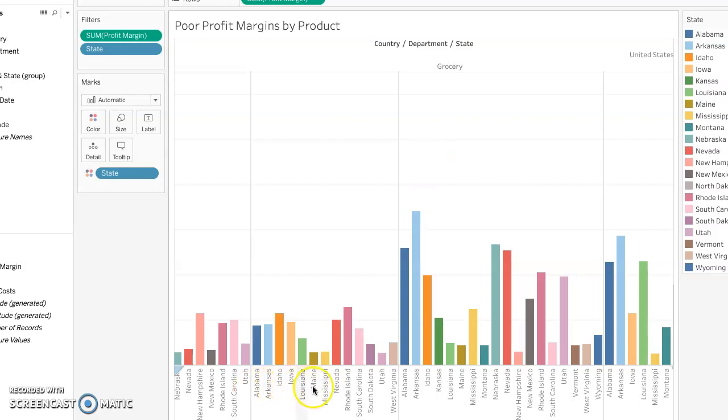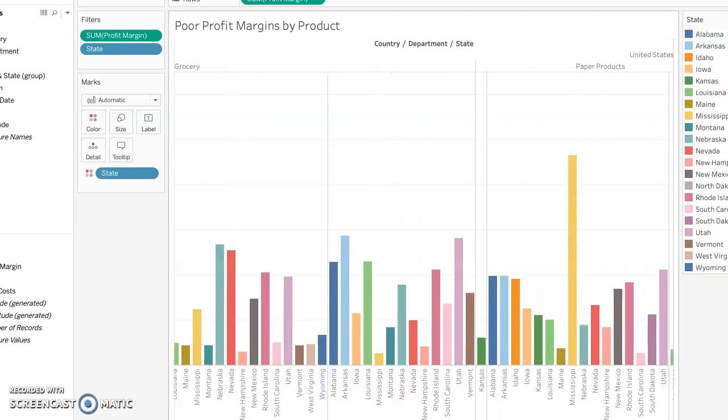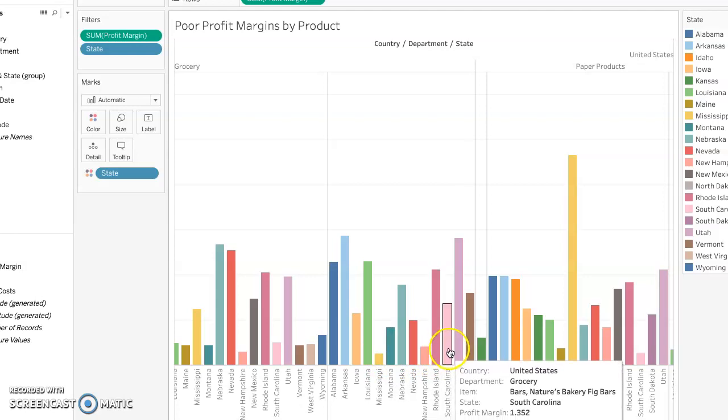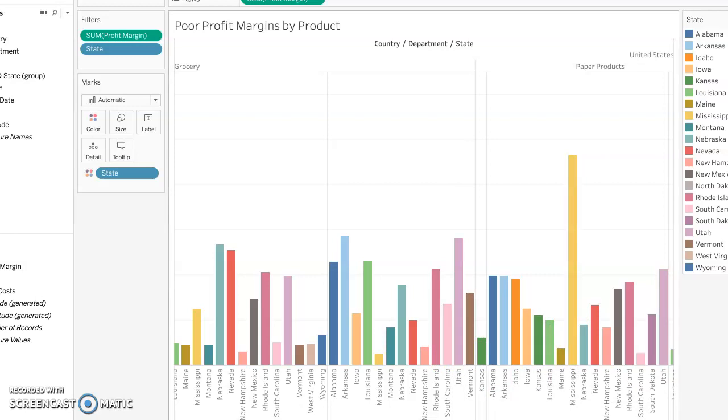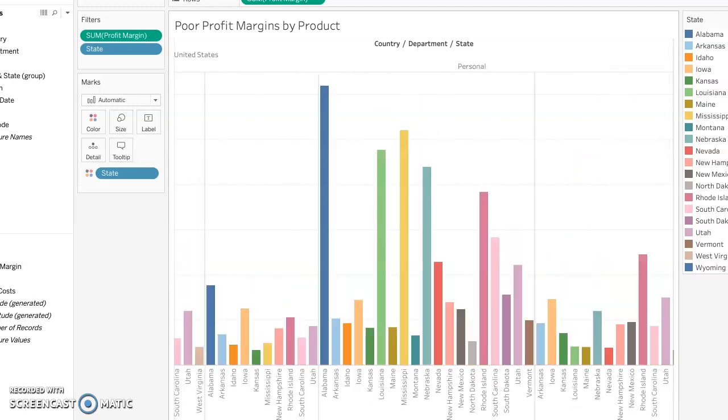So here you can see we have all of those states listed in the previous slide that were not performing as they should be. And if you click on any of these or highlight them, you can see which department the product is in, what product it is, and again that profit margin, and all of these, as you can see, will be below that 20% mark.